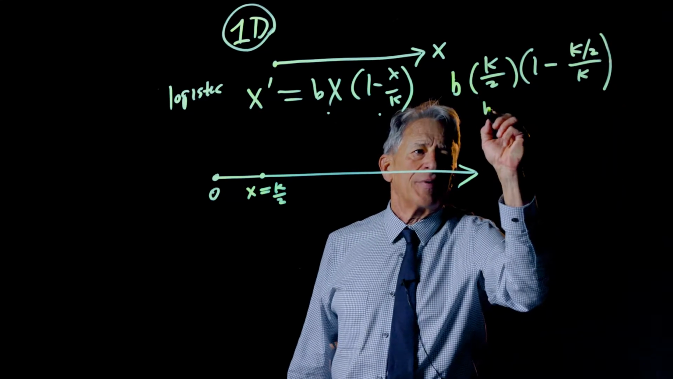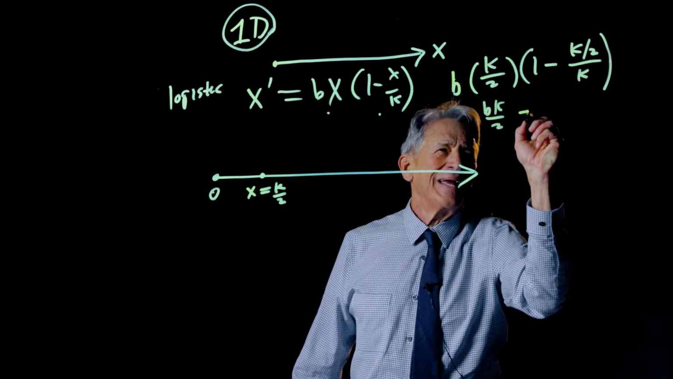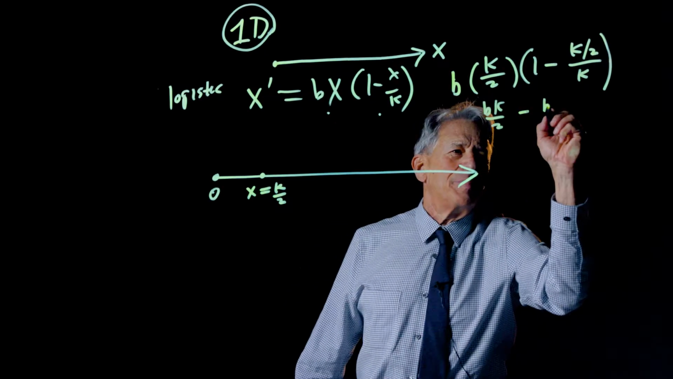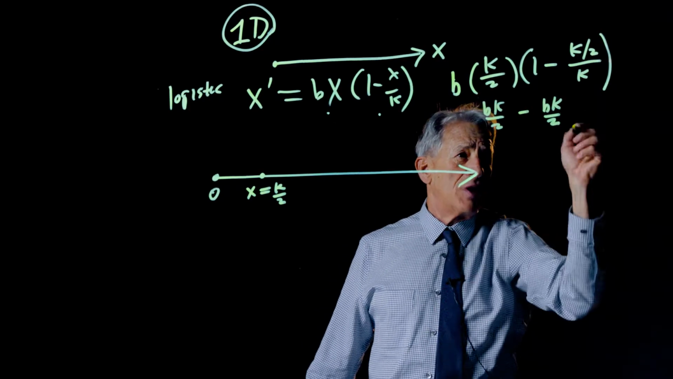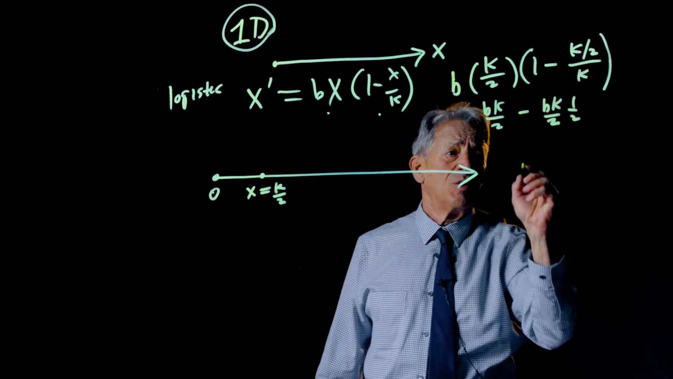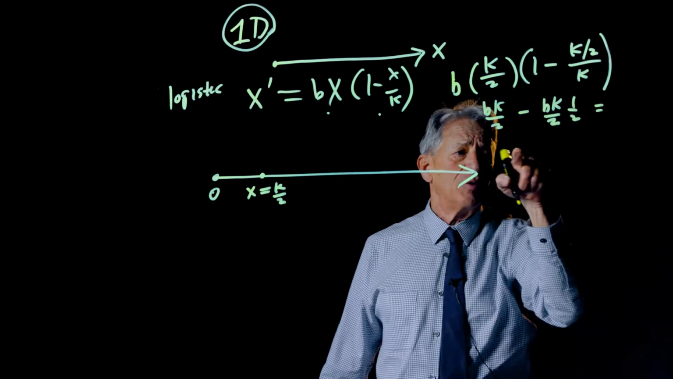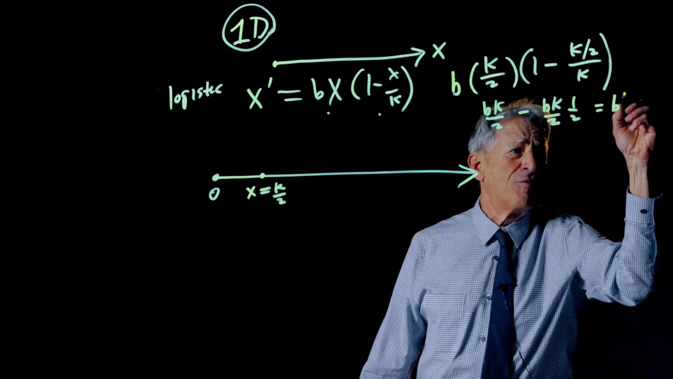So what is that? That's bk over 2 minus bk over 2 times 1/2, which is equal to bk over 2 minus bk over 4.